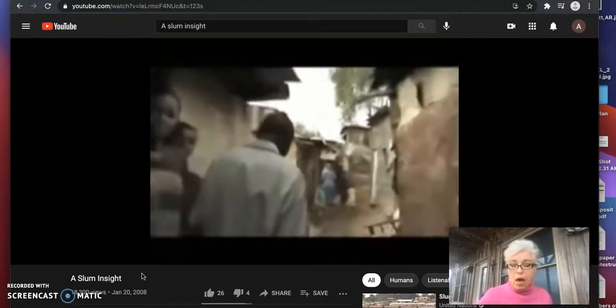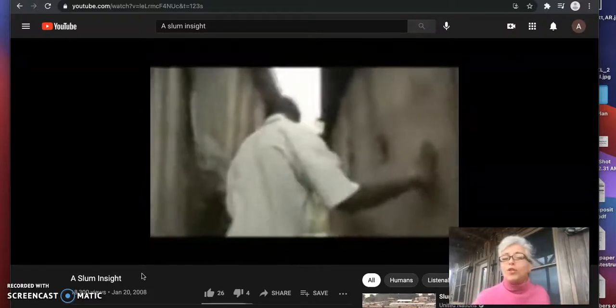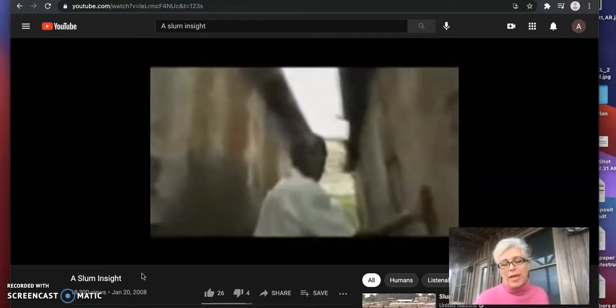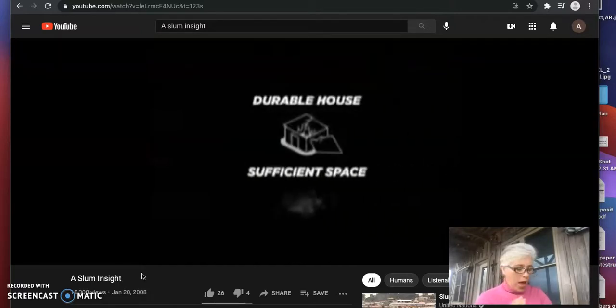So as this gentleman walks through the slum, which is like a makeshift shack, you can see these shacks, they're just makeshift shacks. They're going to show you examples of what durable housing means, what secure tenure means, the devastating effects of the lack of proper water supply.